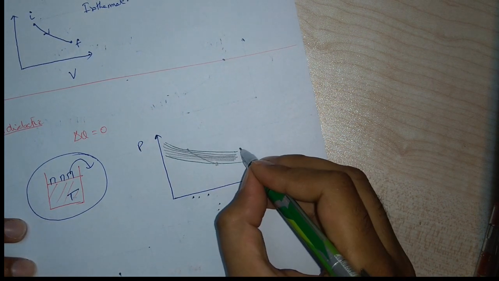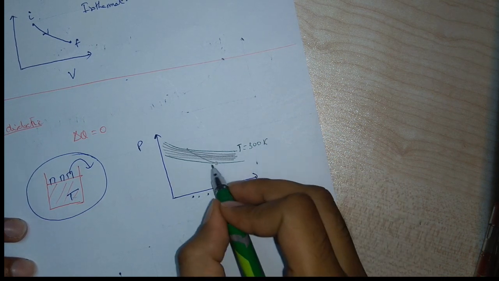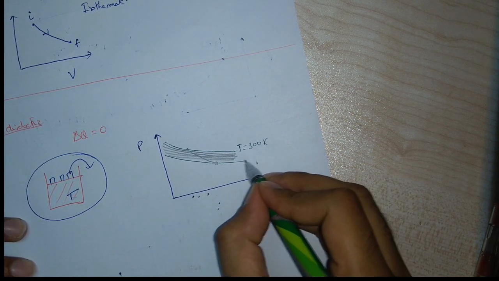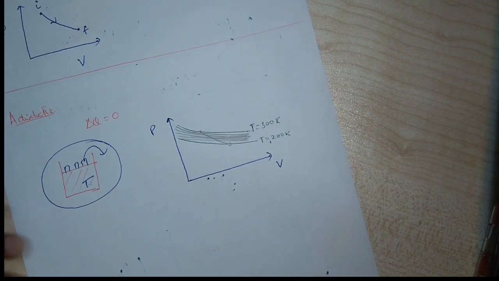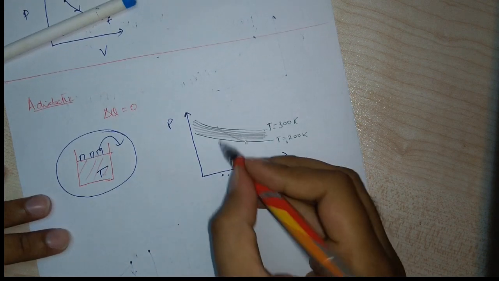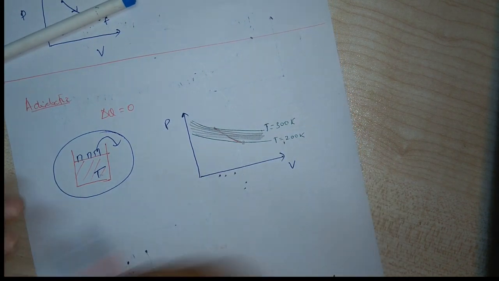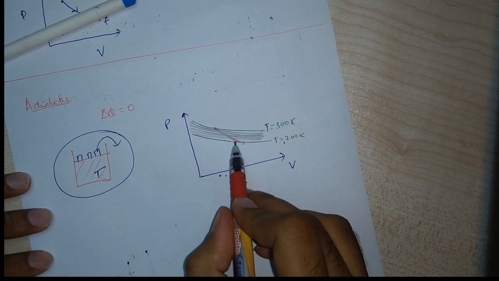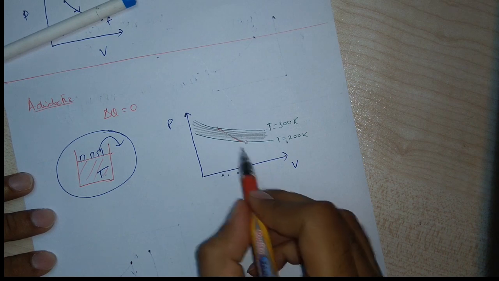For reference, let us consider the first isothermal to be at a temperature of 300 Kelvin, and since this is at low pressure, the isothermal below it will be at a lower temperature. Let us consider it to be 200 Kelvin. So in the adiabatic process, what we see is that as the pressure decreases, the temperature drops steeply.